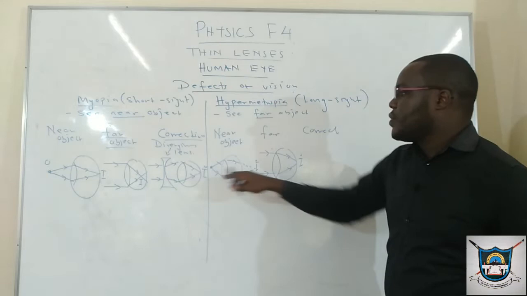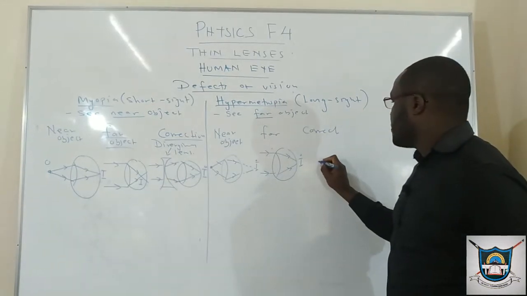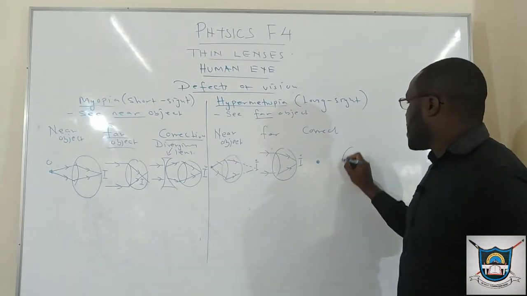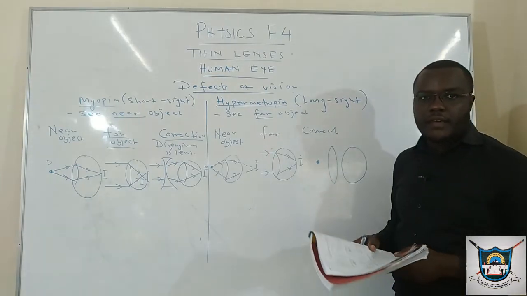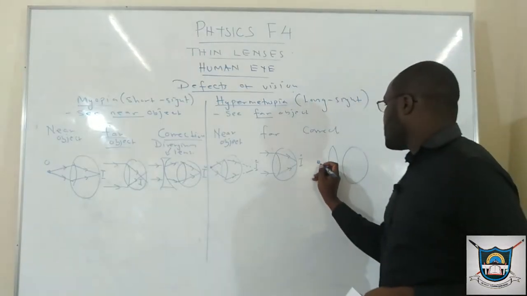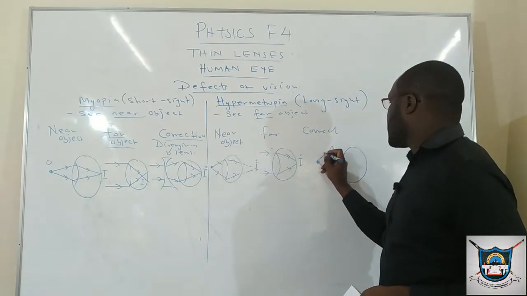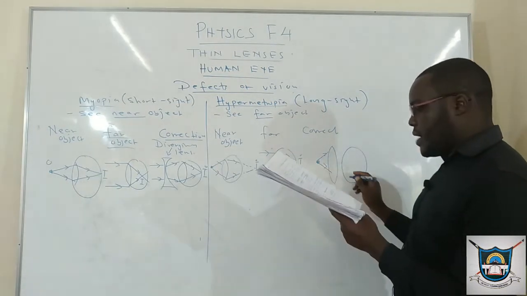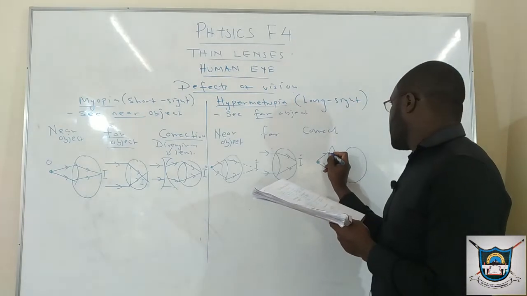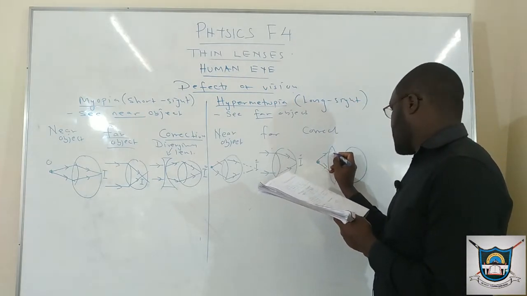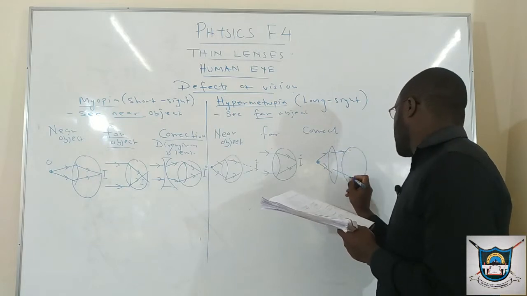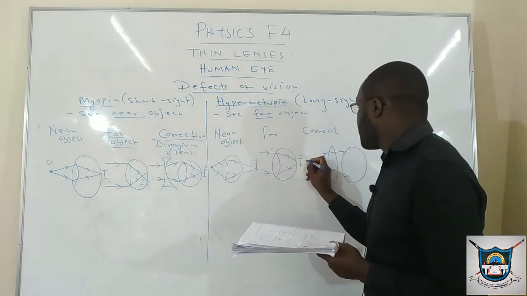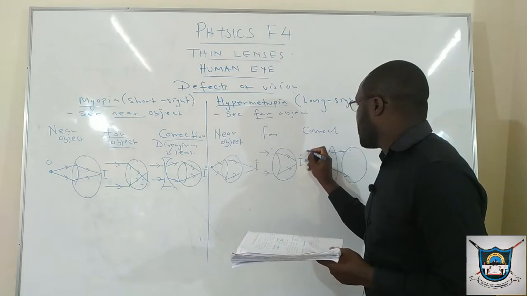If the object is too near, assuming the object is here and this is the eye, we can put a convex or converging mirror here so that these rays that are appearing to be spread out can be brought a little bit near to somewhere here, so that they seem as if they are a little bit spread. So it's like we are creating a new position of this object.